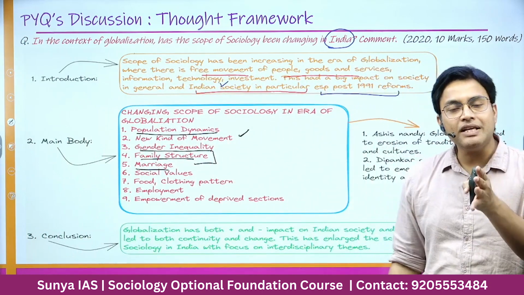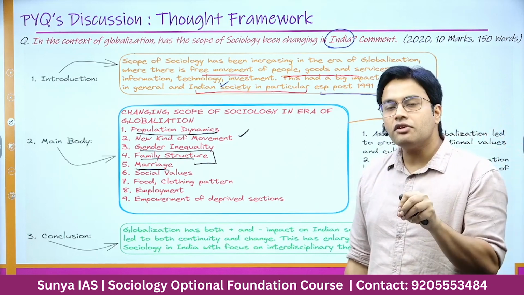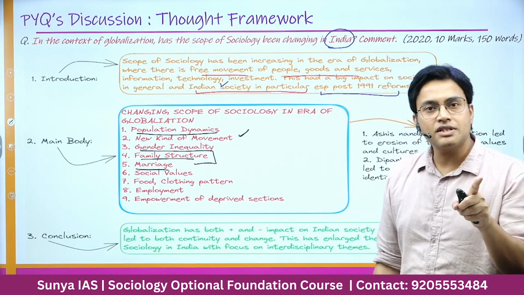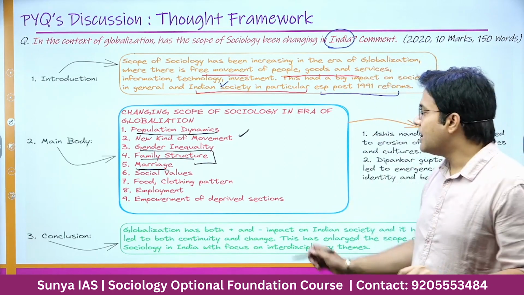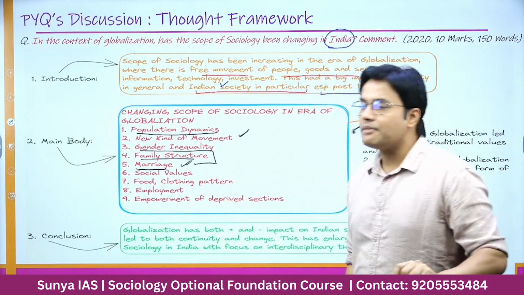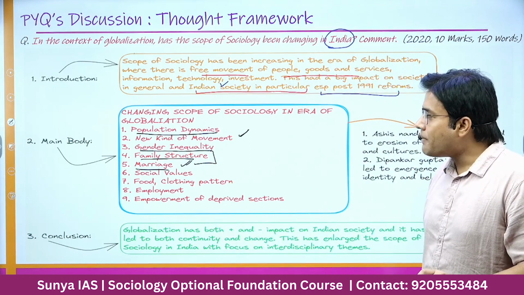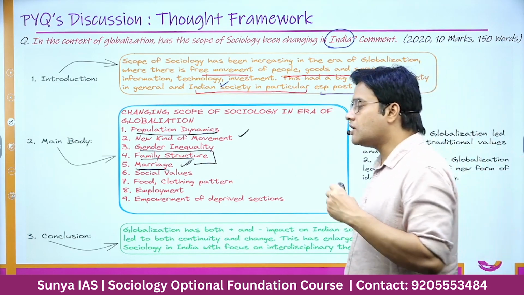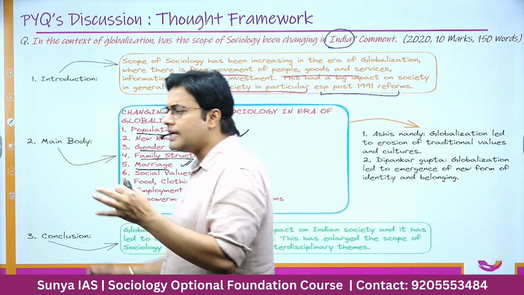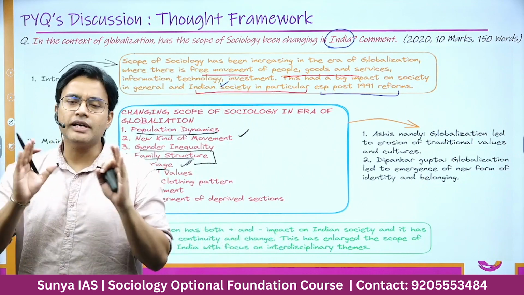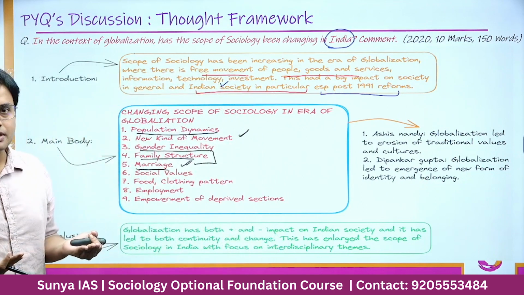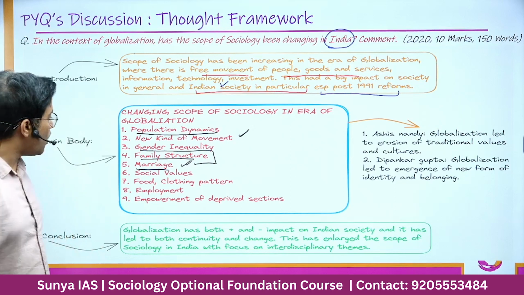So the whole structure of the family is now changing from the joint family system. Now it is moving to the nuclear family system. Marriage earlier was considered a sacrament bond that cannot be broken. But now marriage is seen as a very secular bond, and if you're not happy, you can simply move away. Now divorce is not ostracized, if not celebrated. So all those things you can talk about.